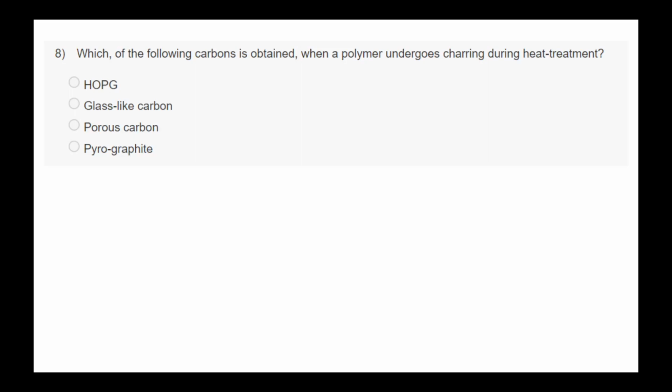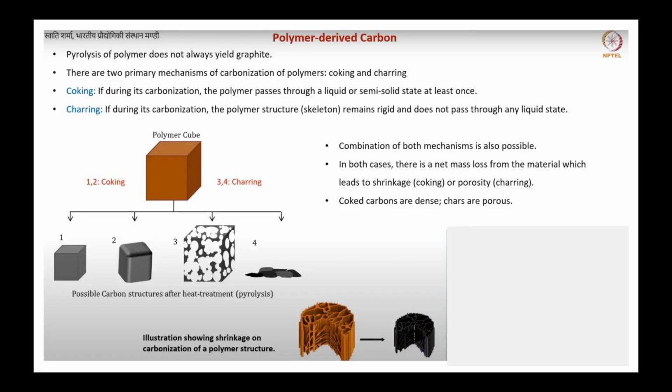So which of the following carbons is obtained when a polymer undergoes curing during heat treatment? HOPG, glass-like carbon, porous carbon, or pyrolytic graphite? So I think you can probably answer this from here.